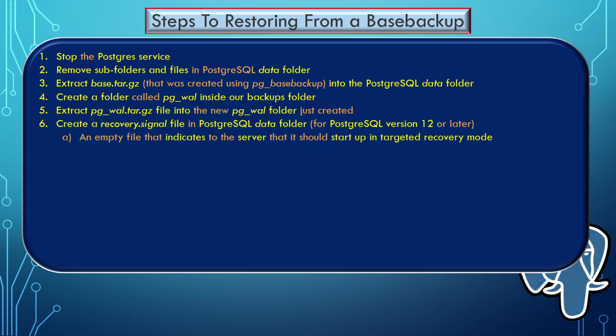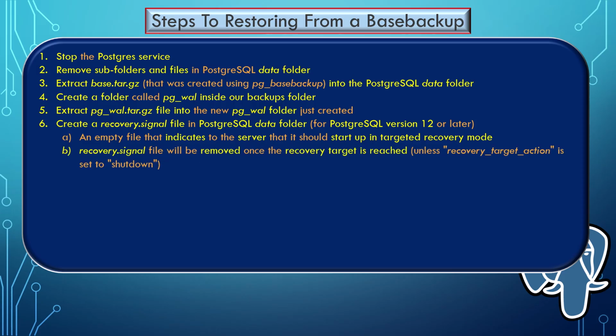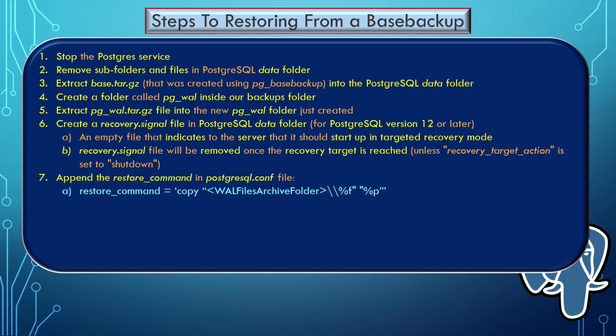The recovery.signal file is an empty file that indicates to the server that it should start up in targeted recovery mode. The recovery.signal file will be removed once the recovery target is reached, unless recovery target action is set to shutdown. Now append the restore command in the postgresql.conf file. The restore command syntax looks like the following. The WAL files archive folder is the same folder that was created in step 4.